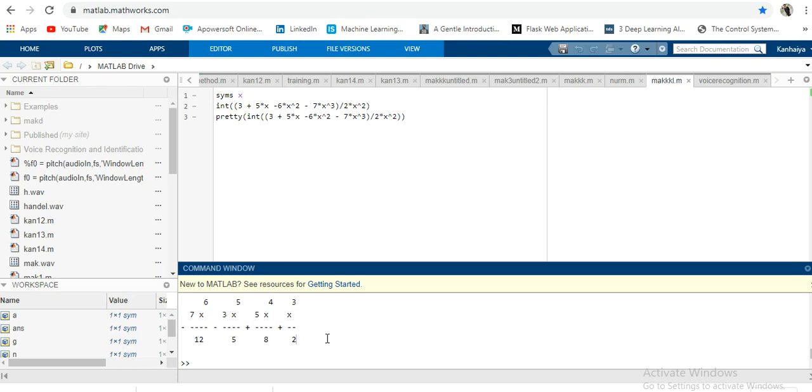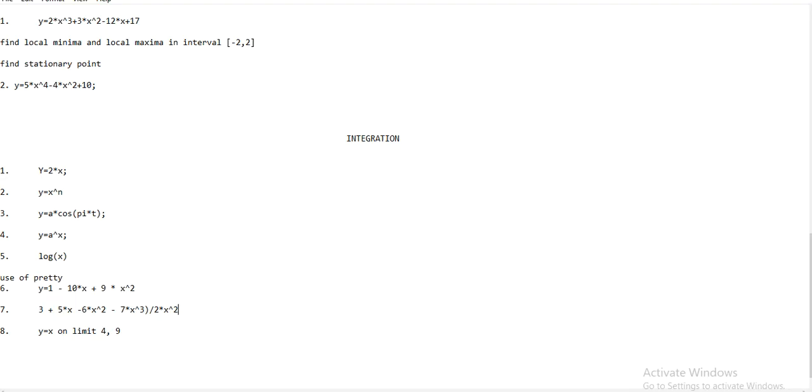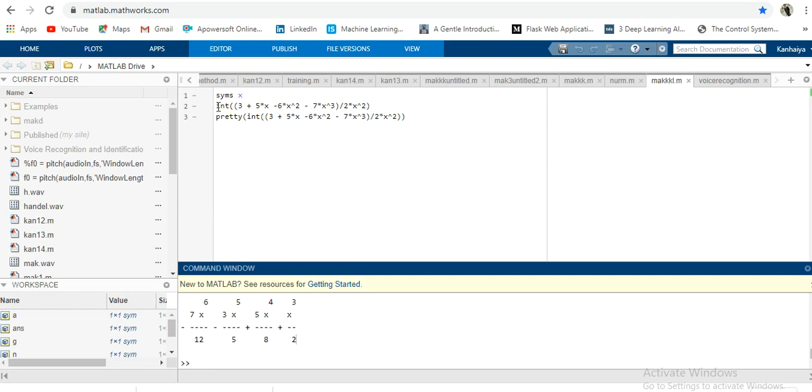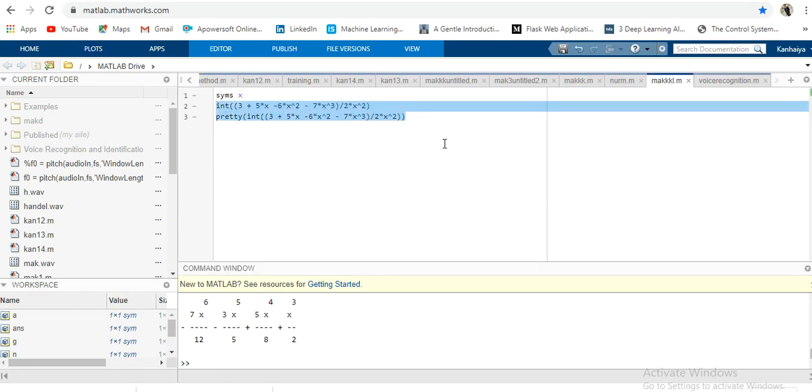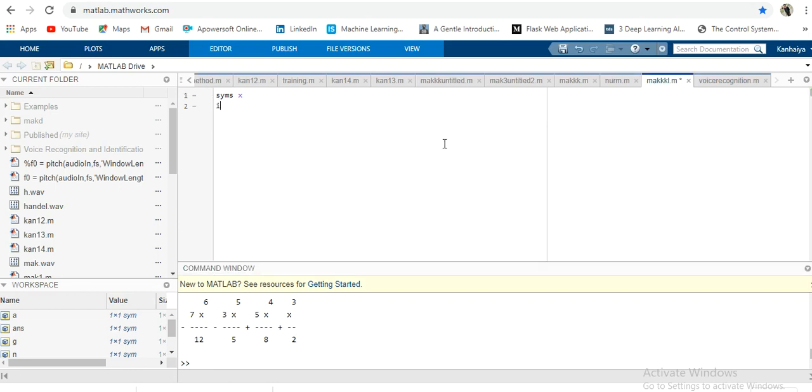You can write it in your copy and see. Very simple. Okay, that means pretty is very pretty for us. Now let's move to the next problem. Now we will solve for a definite integral, where the limit will be given, and we will see how we can pass it to the function.